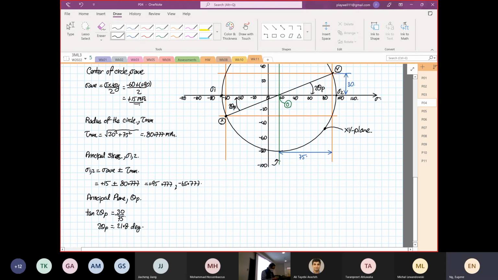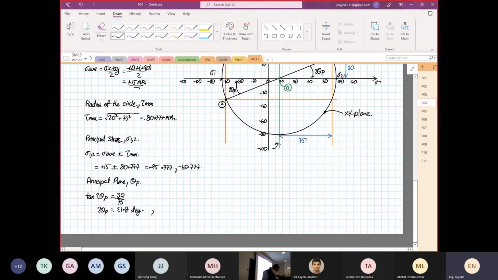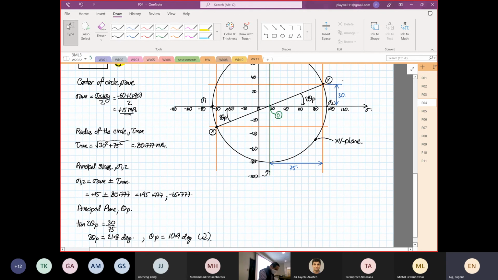Let me do it again. 30 divided by 75 inverse tangent. 21 point 8. So theta P is equal to 21.8 divided by 2, which is 10.9 degrees. And the direction is what? Clockwise. Why clockwise? From Y to here, the rotation is clockwise, yes or no? From X to stress 1 is also in the clockwise direction.